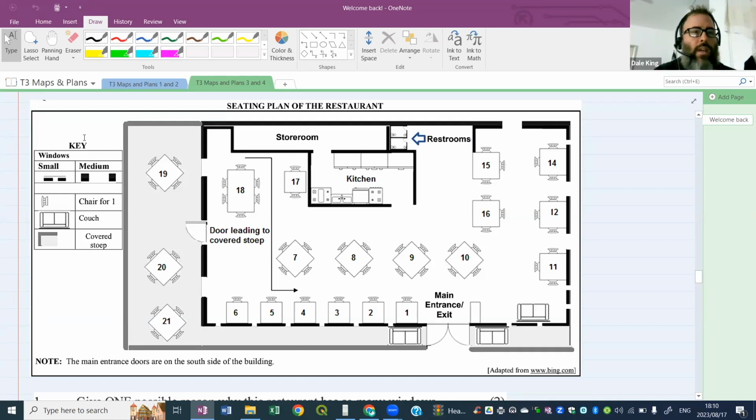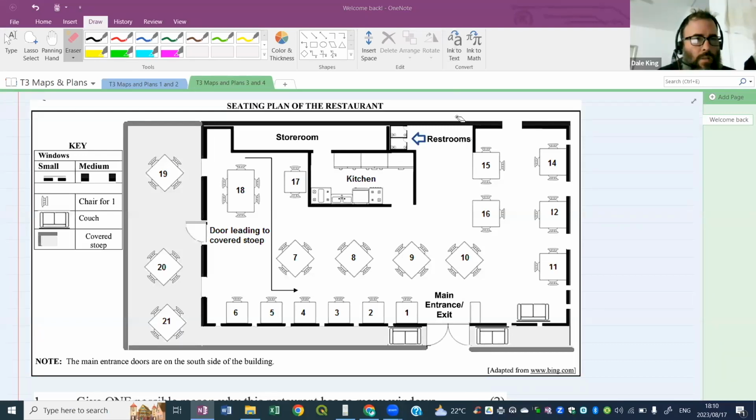On the left here, we have a key. As we know with maps and plans, they often give us a key. They haven't put in what windows look like, but I'm assuming these gaps in the side of the walls are the windows. You see they've got nothing for windows in the key, like a white space, so I'm assuming the white spaces in the walls are the windows.